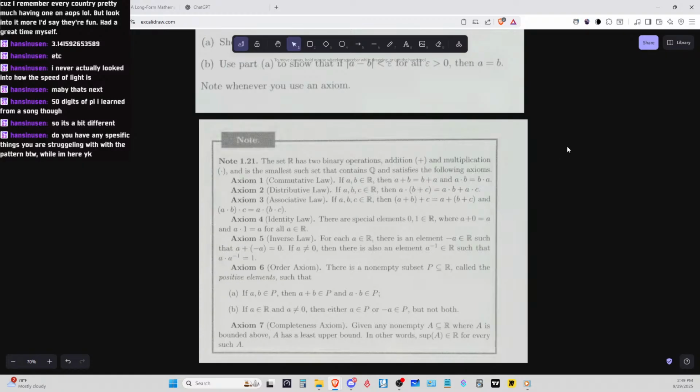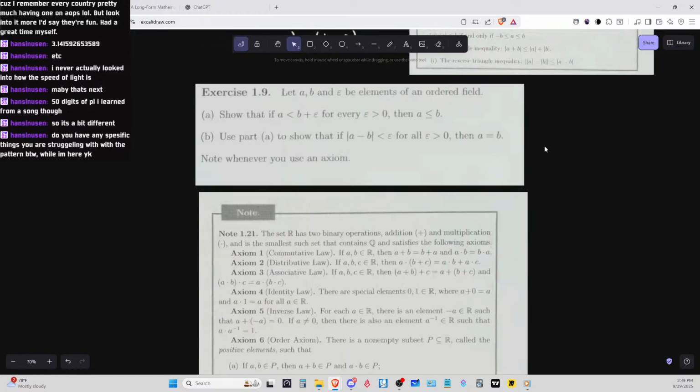Do you have any specific things you are struggling with? The pattern, by the way. Well, I'm here. Well, I have to actually look at the pattern again, because I know it has nothing to do with making the sum of the numbers. But I think it's because I haven't spent too much time on it because I've been reading other math as well.